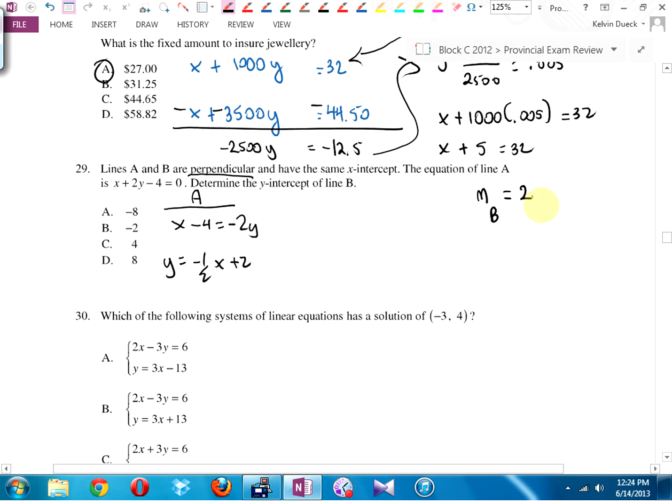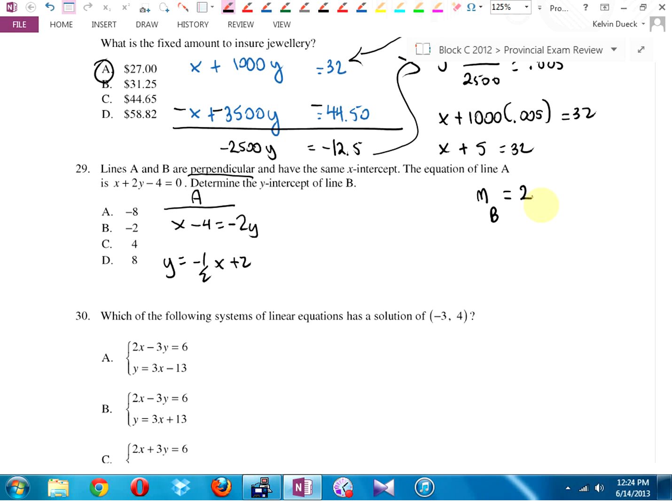Okay. I asked myself 2 questions. Do I have the slope? I do now. Do I have a point? Well, it gave me another piece of information in the question. What else did it say? Same x-intercept. That's the point that I can use. I need to find the x-intercept of line A.